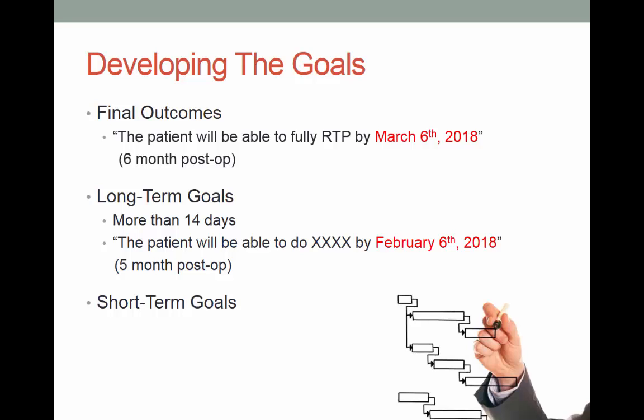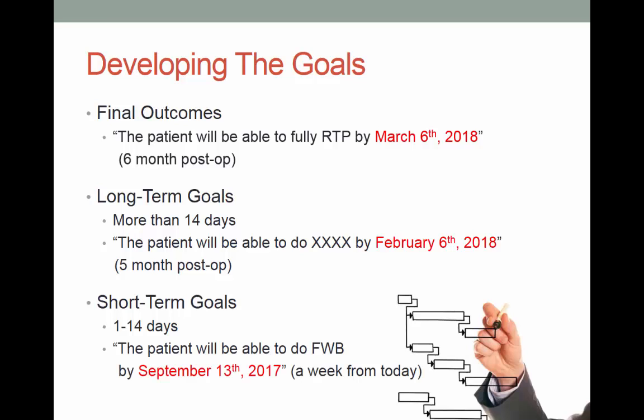There are also short-term goals. These are usually set between the time of the injury and the first 2 weeks or 14 days. Our example would be that the patient would be able to do whatever we need, maybe full weight bearing by September 13, 2017, a week from today. Our patients should be involved in the goal setting. If it is not important to them, then most likely it will not be achieved.